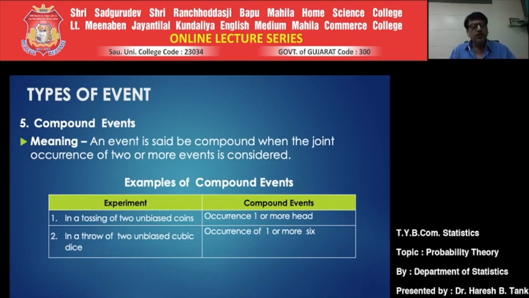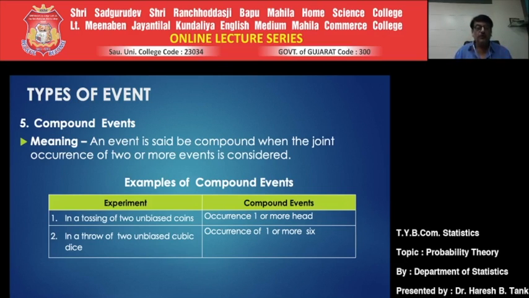In tossing of two unbiased coins, occurrence of one or more head. Look, two coins are tossed. Occurrence of one or more. What do you mean by more head? It can be one or it can be two even. So two possibilities are integrated. Since it is integrated, it is called compound event.